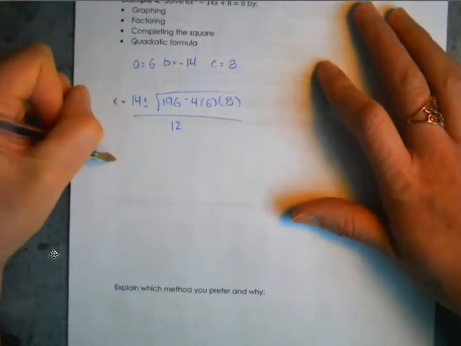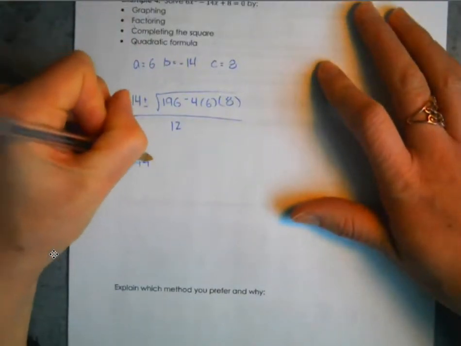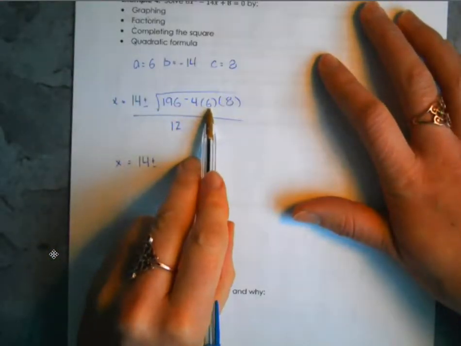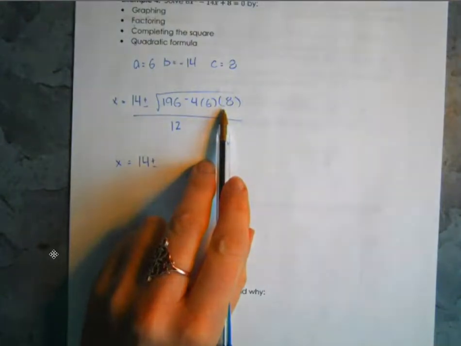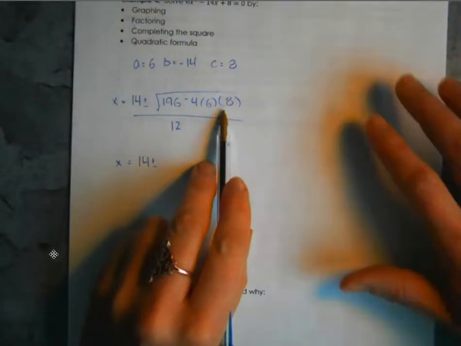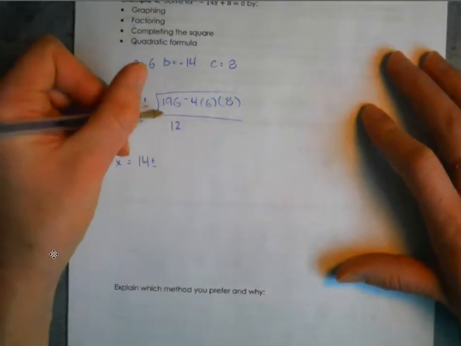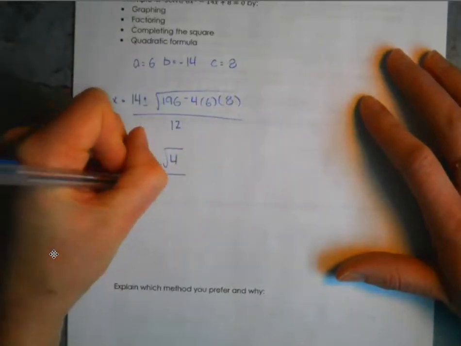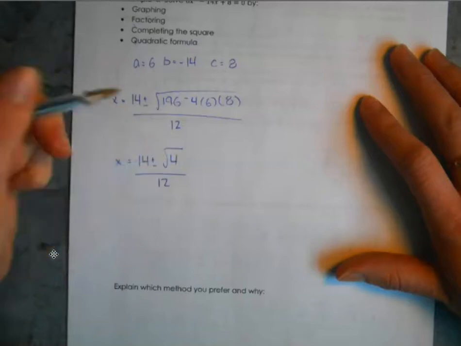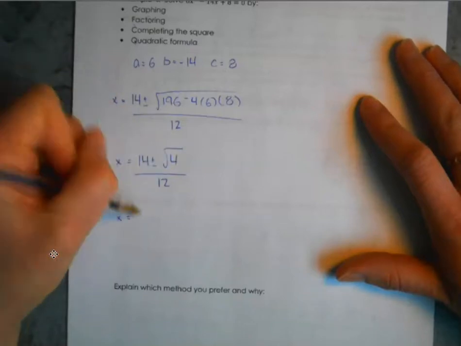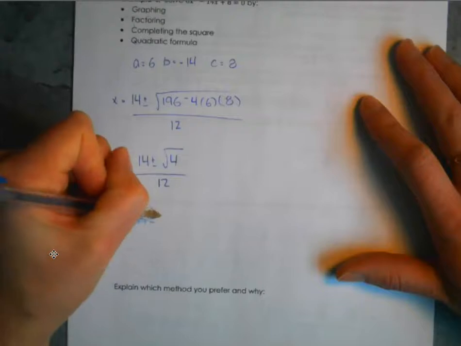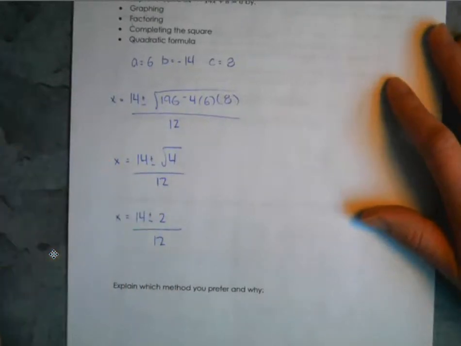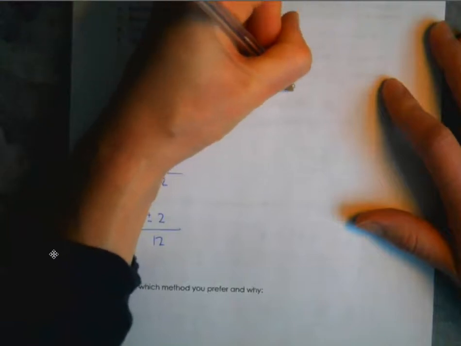Okay. Simplifying that, we have 14 plus or minus 4 times 6 is 24, times 8 is 192. So 196 minus 192 gives us 4. And we're dividing all that by 12. Can we simplify that further? Yes, square root of 4 is 2. So we have 14 plus or minus 2 divided by 12. So then we have 14 plus 2 is 16 over 12.